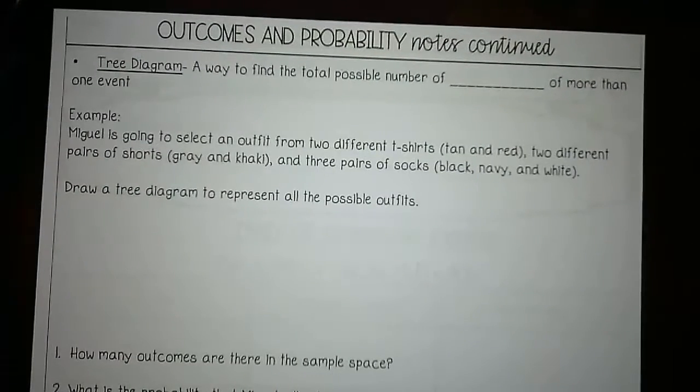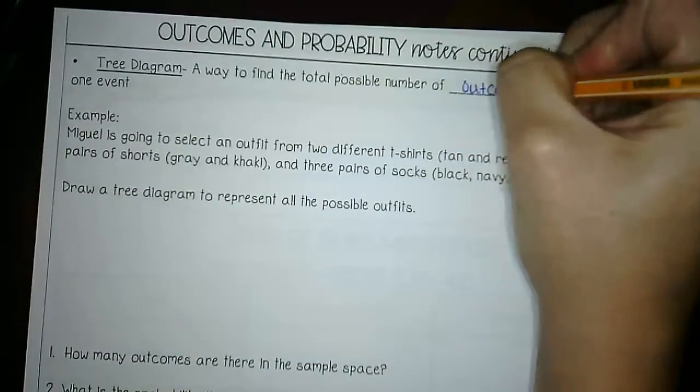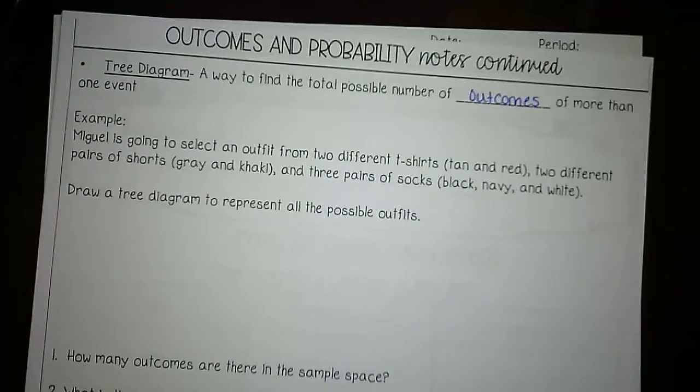All right, let's go to the next. A tree diagram. We did one of these last year, I believe. A tree diagram is a way to find the total possible number of outcomes of more than one event. So, for example, Miguel is going to select an outfit from 2 different t-shirts. He's got a tan one and a red one. 2 different pairs of shorts, gray and khaki, and 3 pairs of socks, black, navy, and white. Draw a tree diagram to list it all.